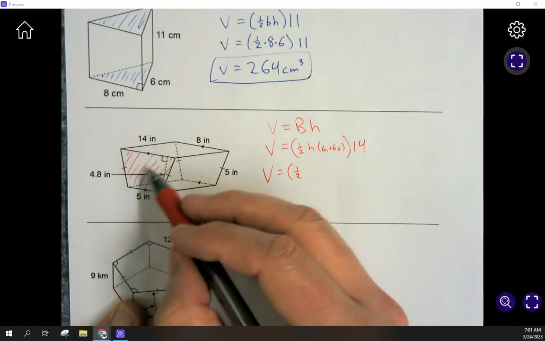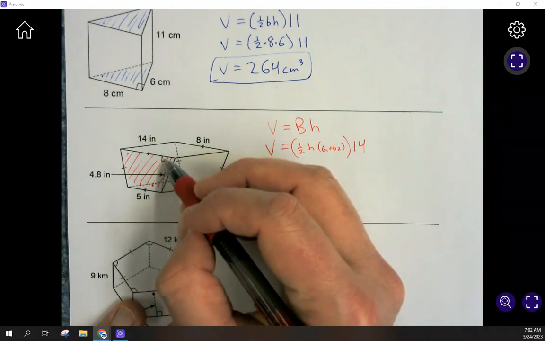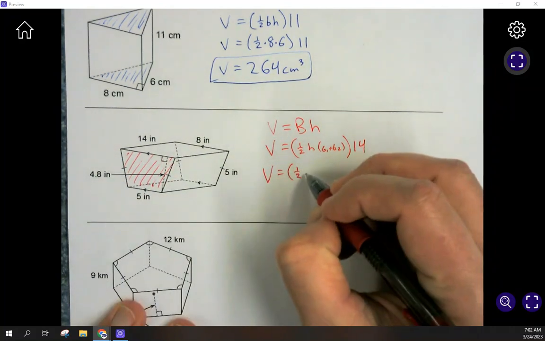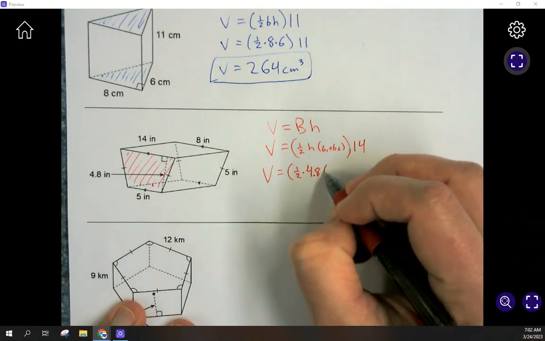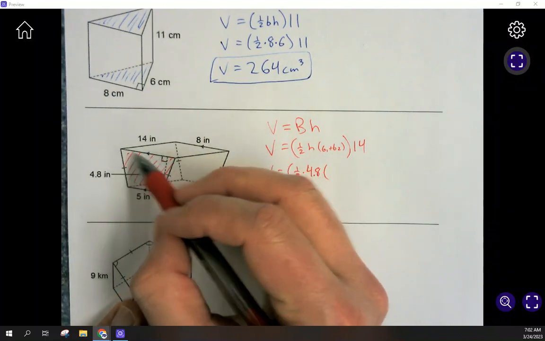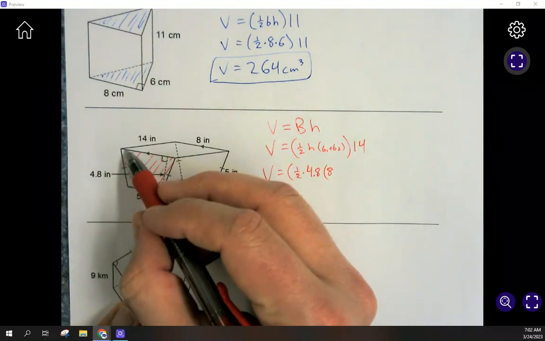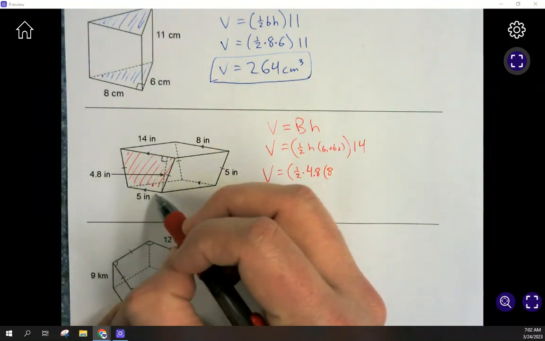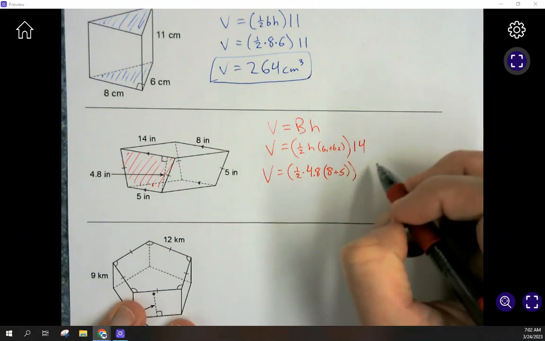Now just working with the trapezoid. So just looking at this two-dimensional shape that I've highlighted here in red, the height of that is this line right here, which is 4.8. So it's 1/2 times 4.8 times my bases added together. The bases are the parallel sides of a trapezoid. It's the top and the bottom here. So that's 8 on the top. I pulled that from here. 8, and then the bottom is 5 plus 5. Make sure you're adding those, not multiplying.